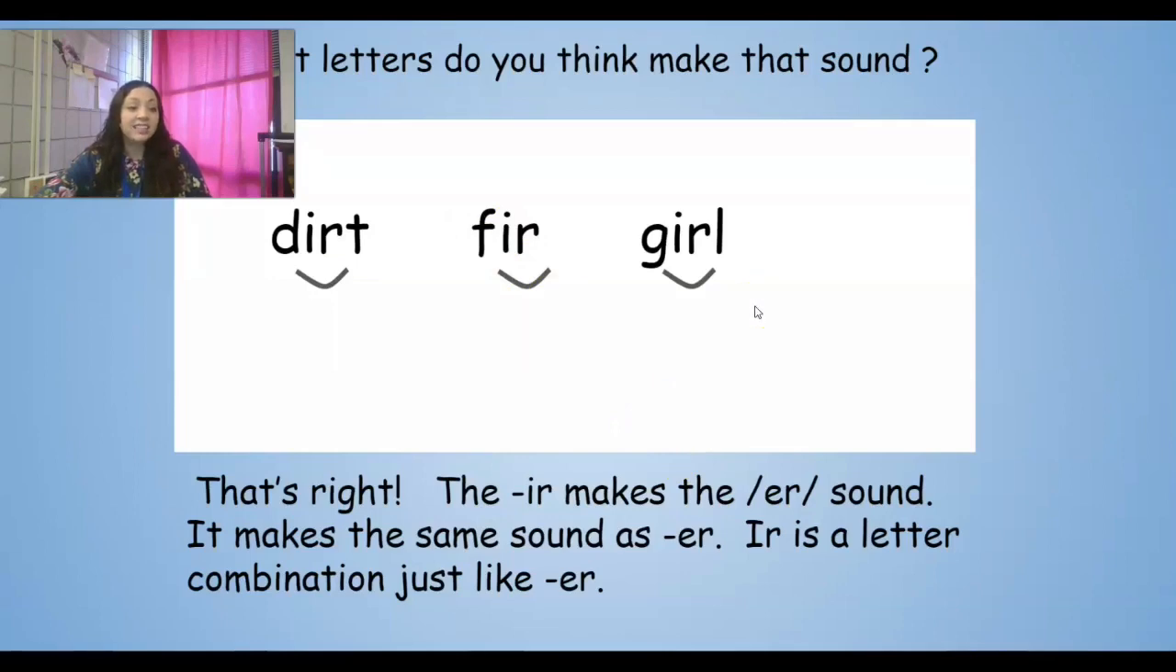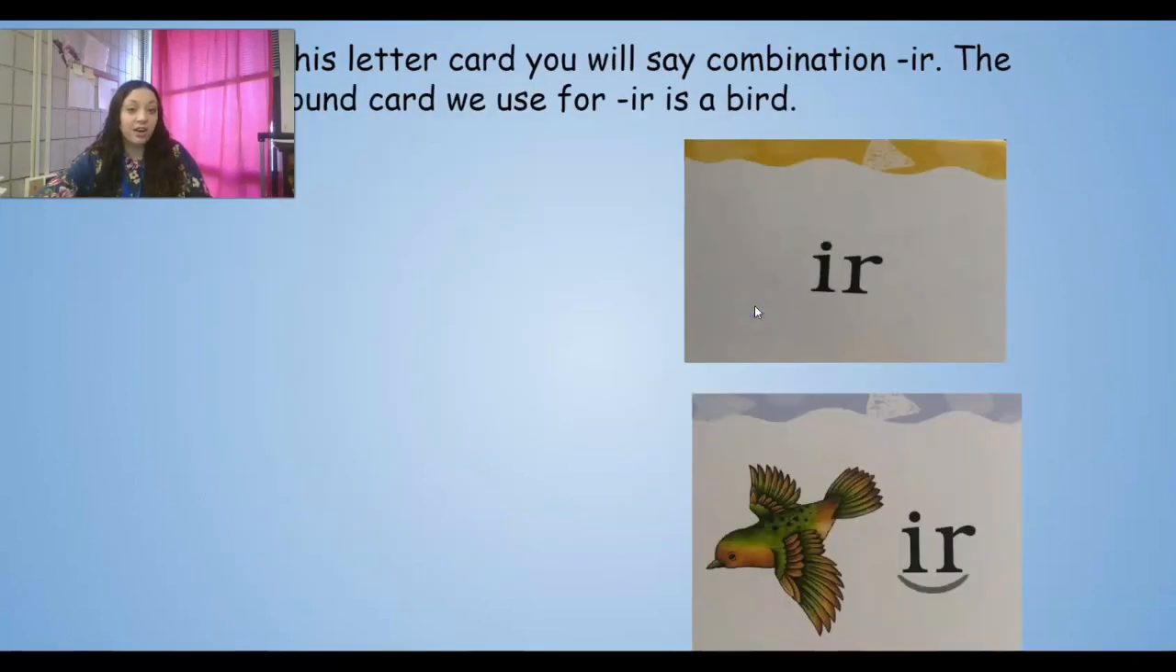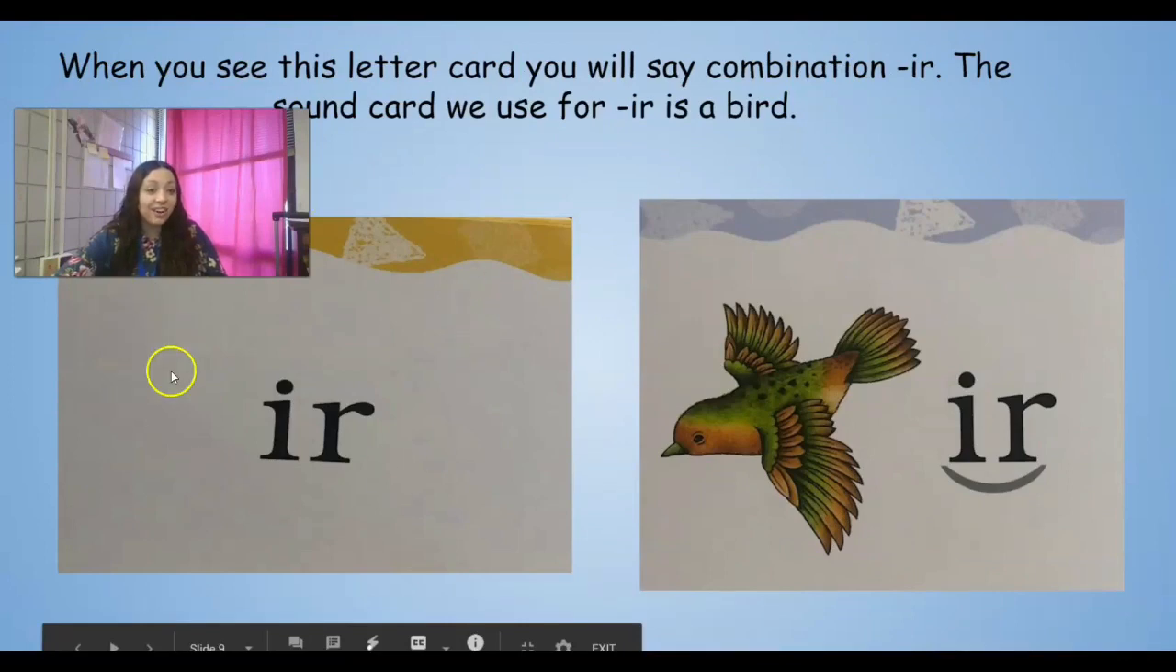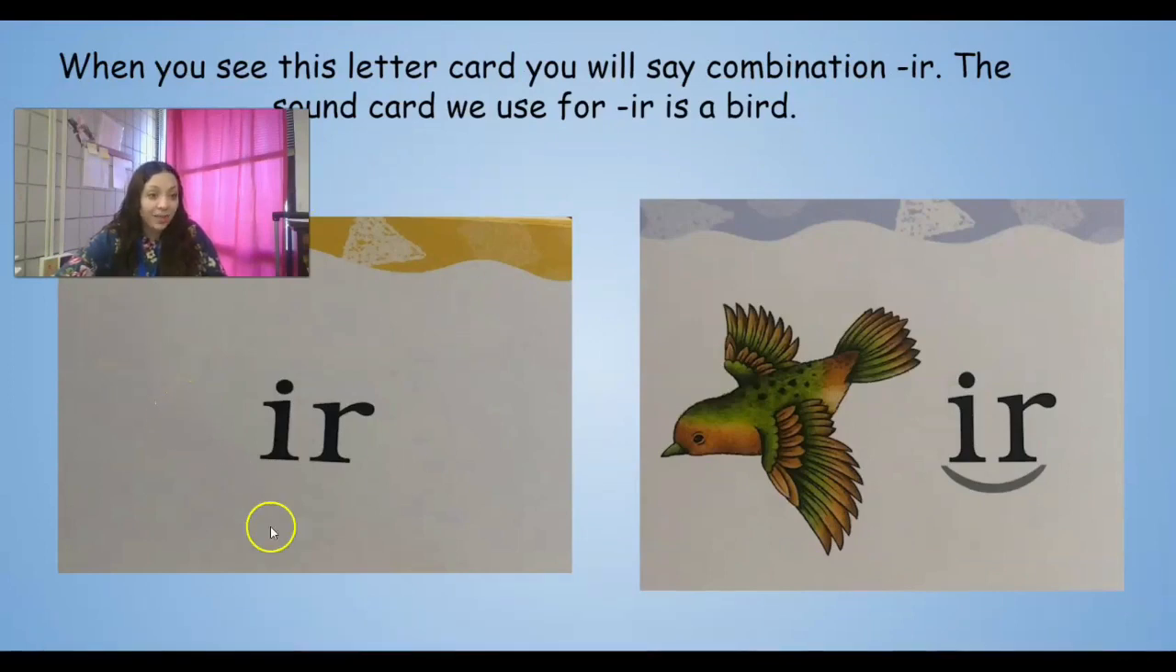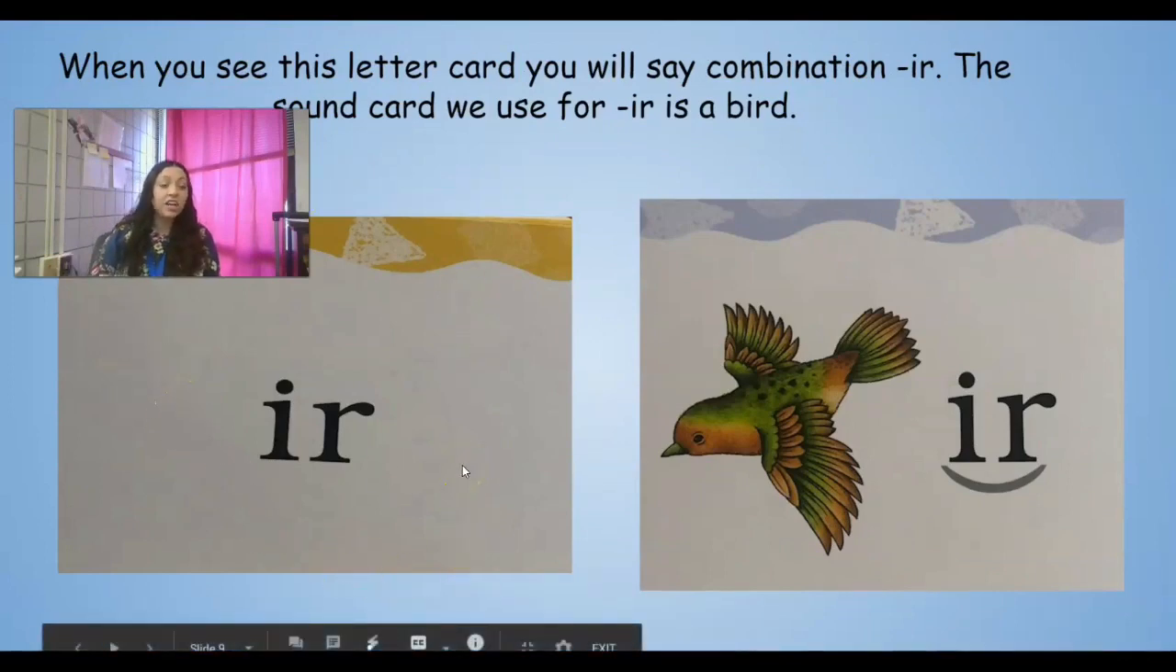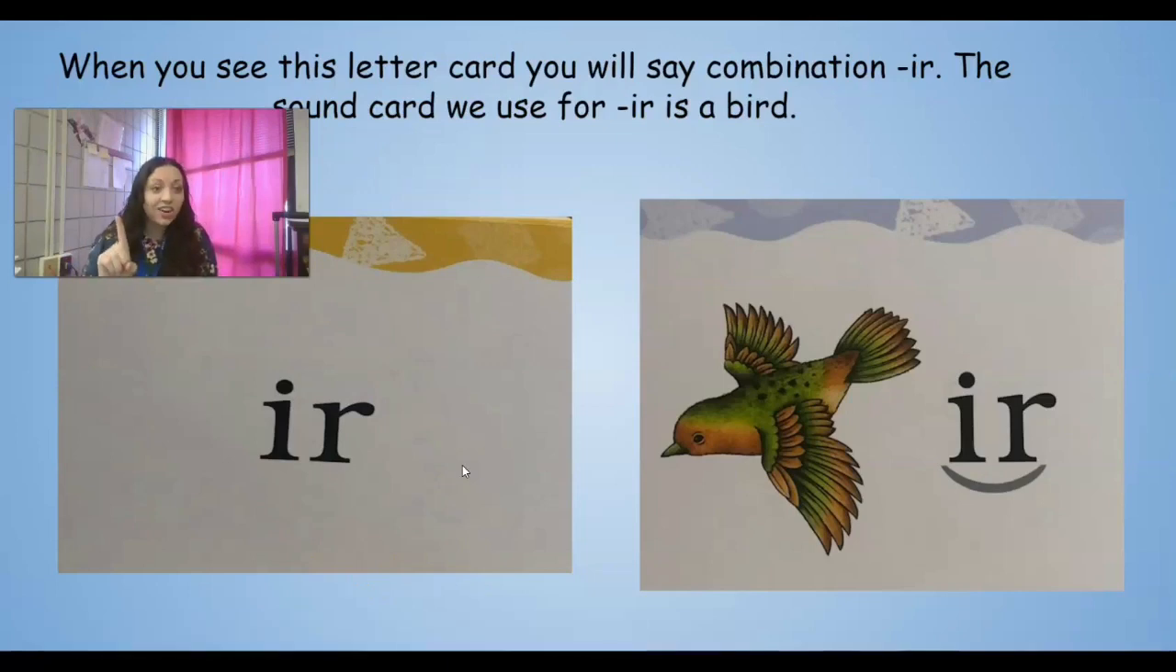And IR is a letter combination just like ER. So when you see this letter card, we're going to say combination IR. So just like we have combination ER, combination OR, combination AR, now we have combination IR. And our sound card that we're going to use is the word bird, because listen, bird. Bird has that IR as its middle sound, its medial sound, so bird.